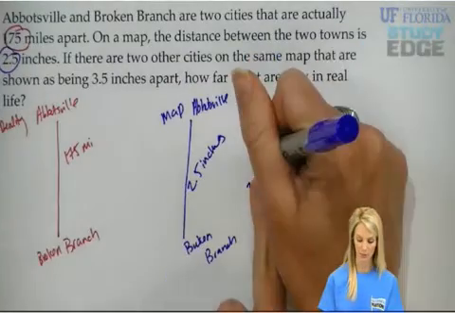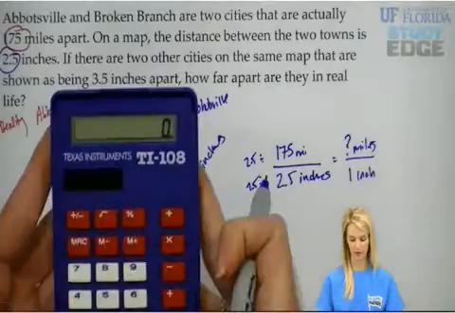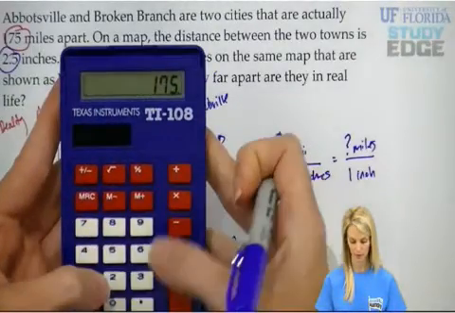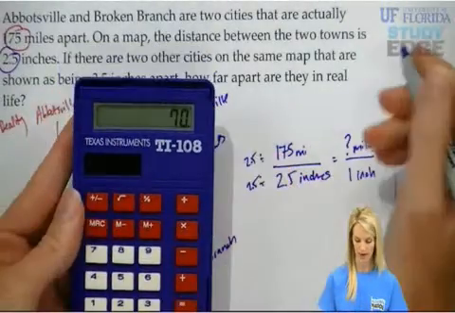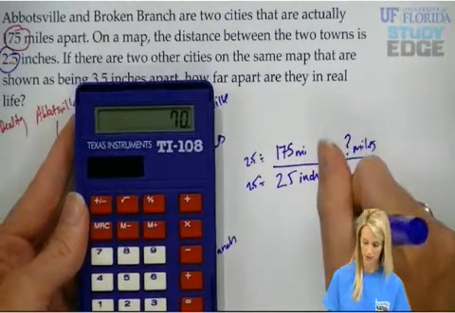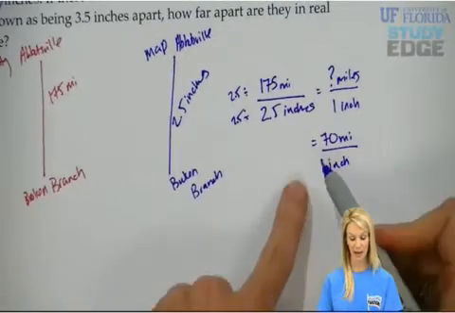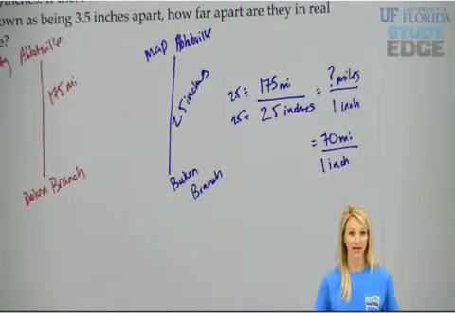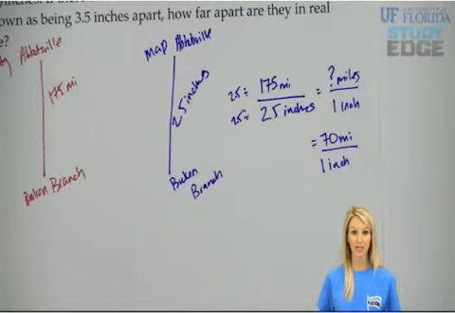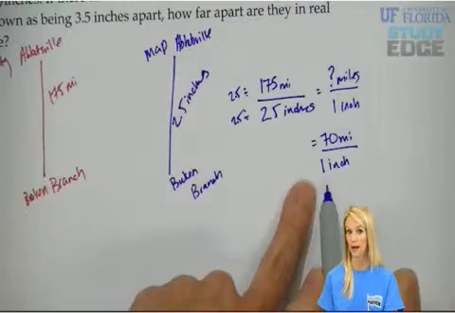Well, whatever I do to my bottom, I'm going to do to my top. So if I do 175 divided by 2.5, I get 70. 70 miles per 1 inch. So when we draw an inch on the map, we really mean 70 miles. So if two cities are 70 miles apart, then we would draw them 1 inch apart on our map.